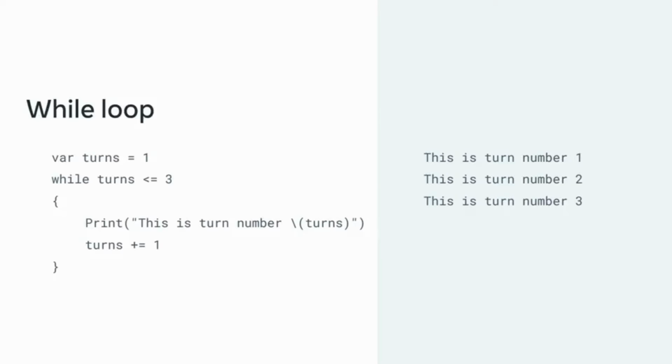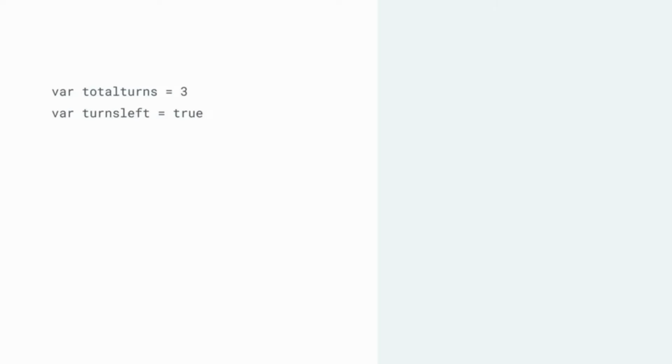If you want to show the player how many turns they have left, this can be achieved by using what is called a flag. So, you may have a variable called totalTurns, which is equal to 3, and a second variable called turnsLeft that is equal to true. So your code reads var totalTurns = 3, var turnsLeft = true.